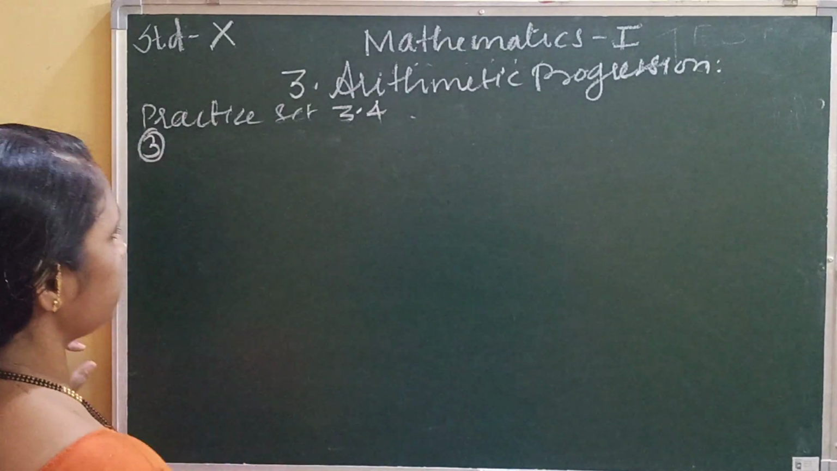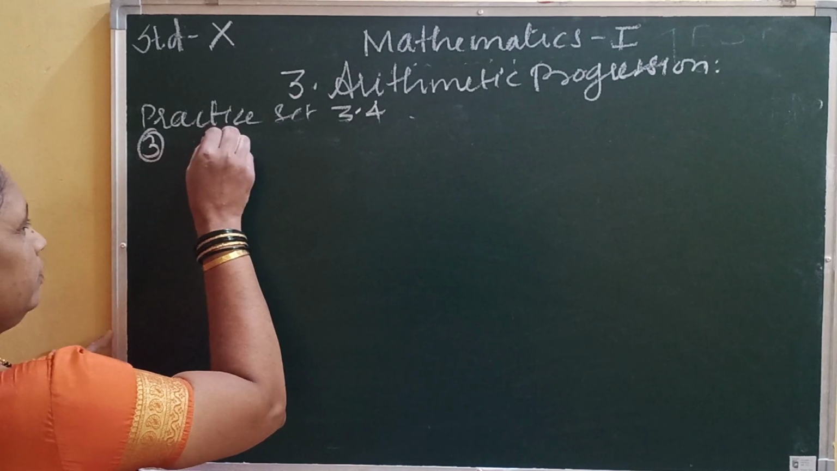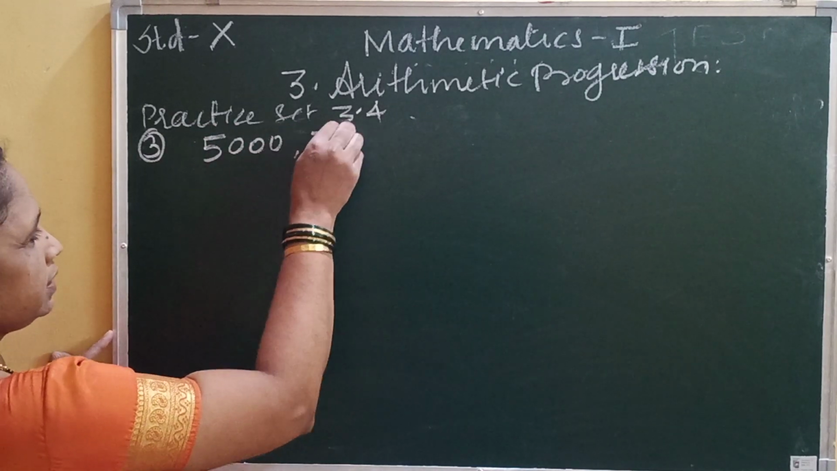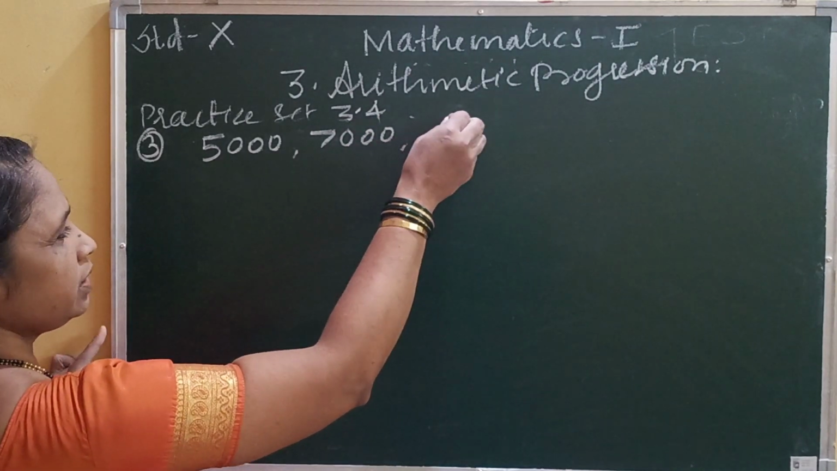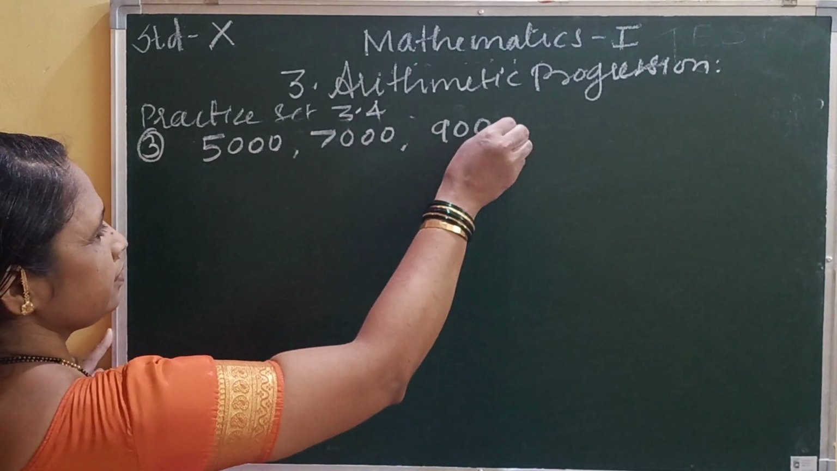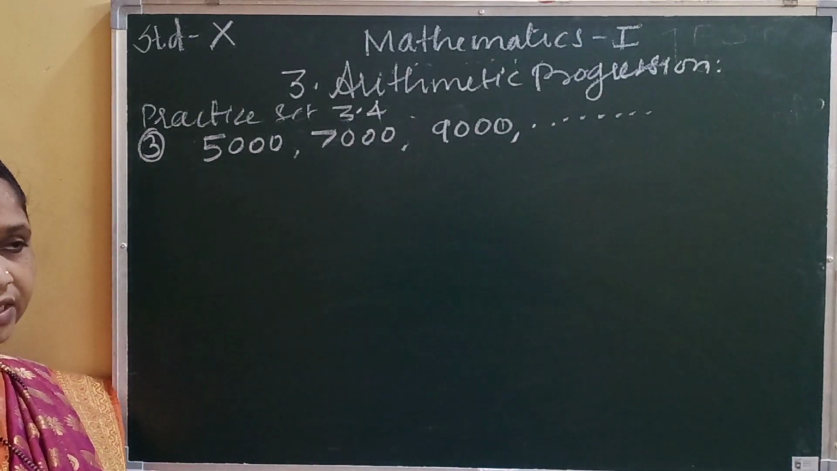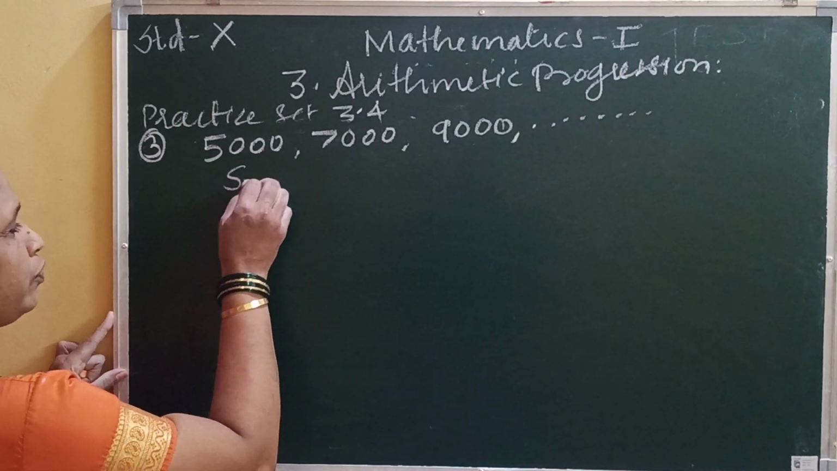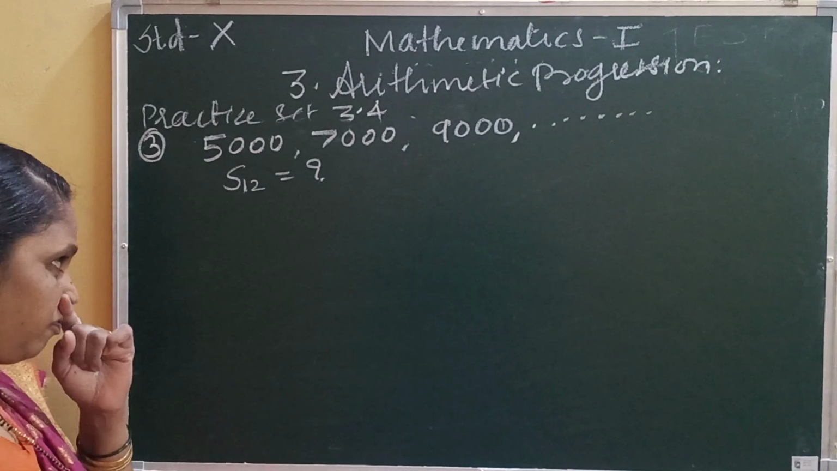Okay. So what, first year? First year amount is how much? 5,000. Second year's amount is 7,000. And third year amount is 9,000. So in this way he saved. He saved for how many years? 12 years. So what you have to find out? The sum of 12 years you have to find out.